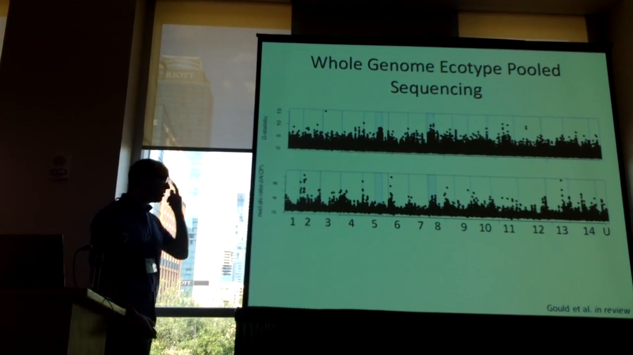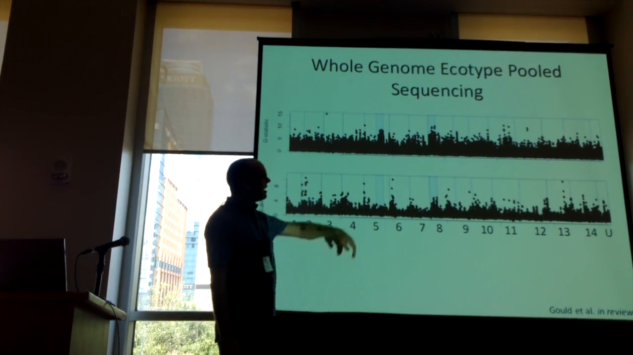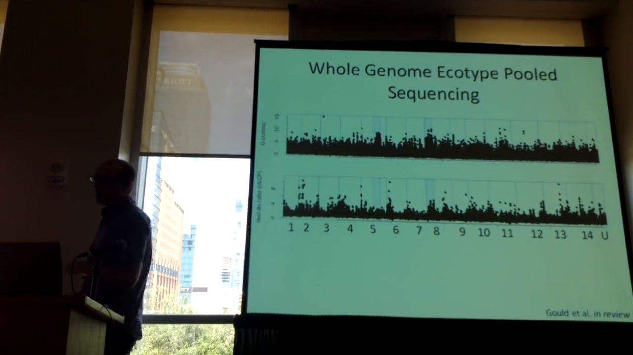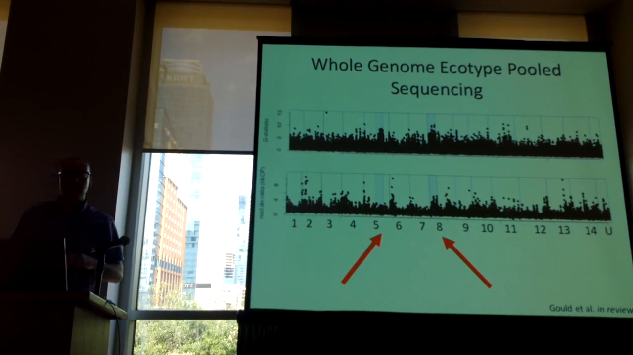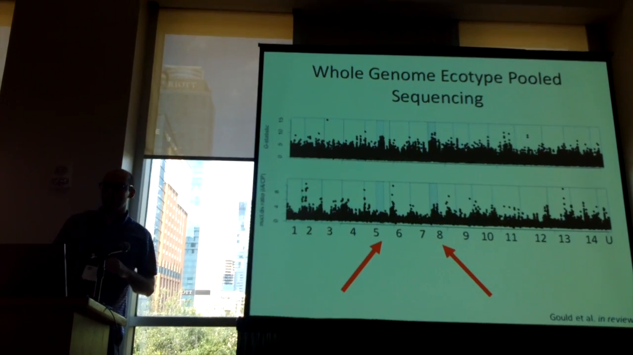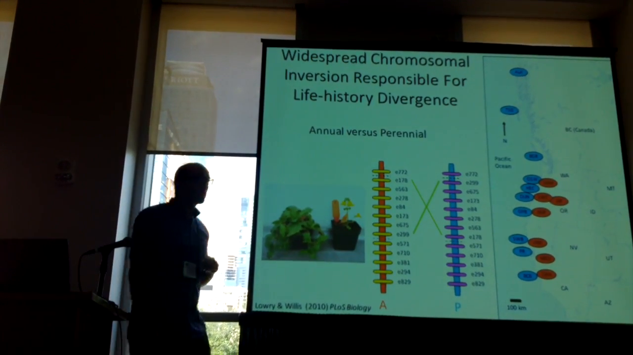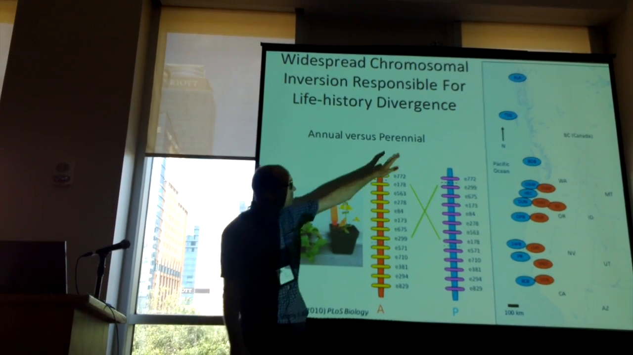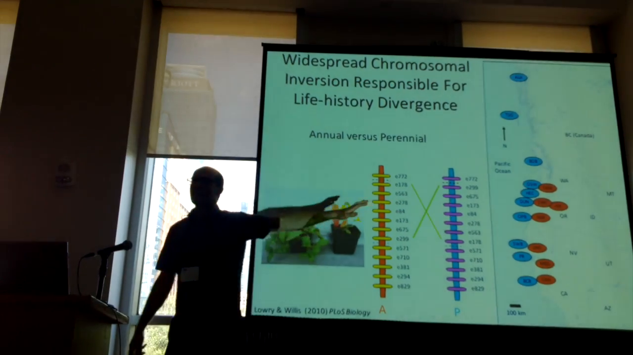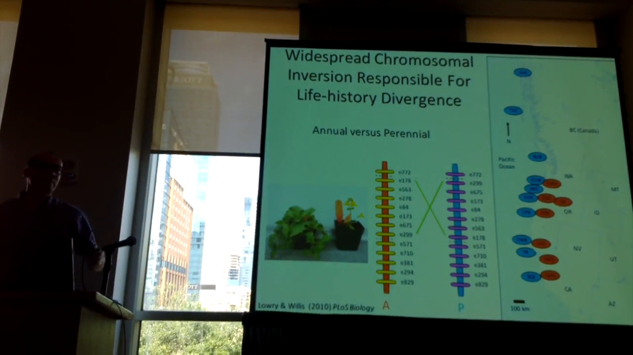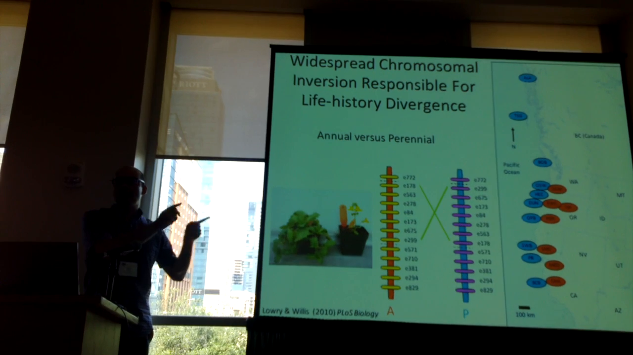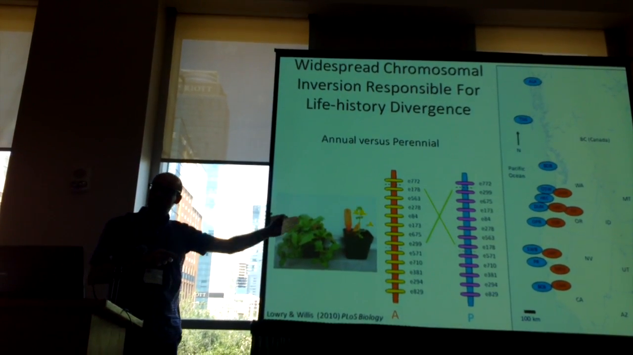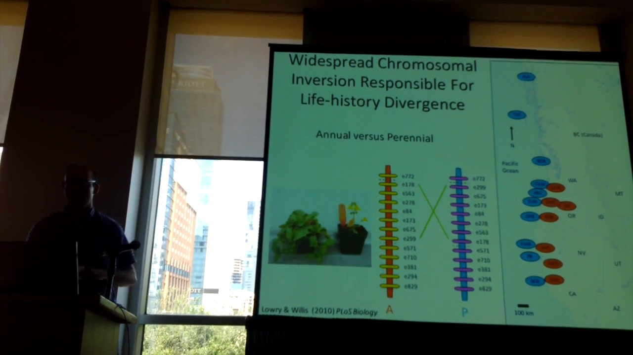So the first thing that comes out from this pooled sequencing data is that there's a lot of outliers, but there are these two main regions where we see enrichment of outliers. And these outliers turn out to be chromosomal inversions. Now one of these I've already known about for a long time, and I've shown that this inversion is fixed between coastal perennial populations and inland annual populations, and I've done reciprocal transplant experiments to actually show that this contributes to both adaptation and ecogeographic isolation in the field. So it's the only inversion that we know for sure contributes to adaptation because we've done an experiment.